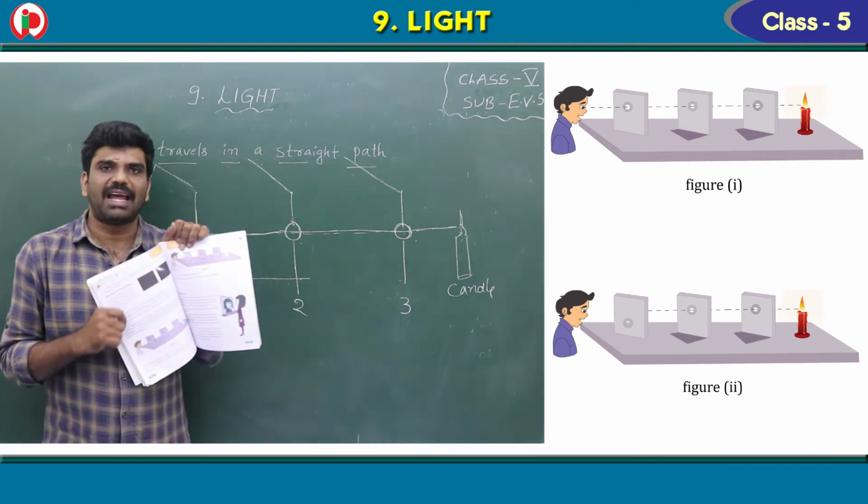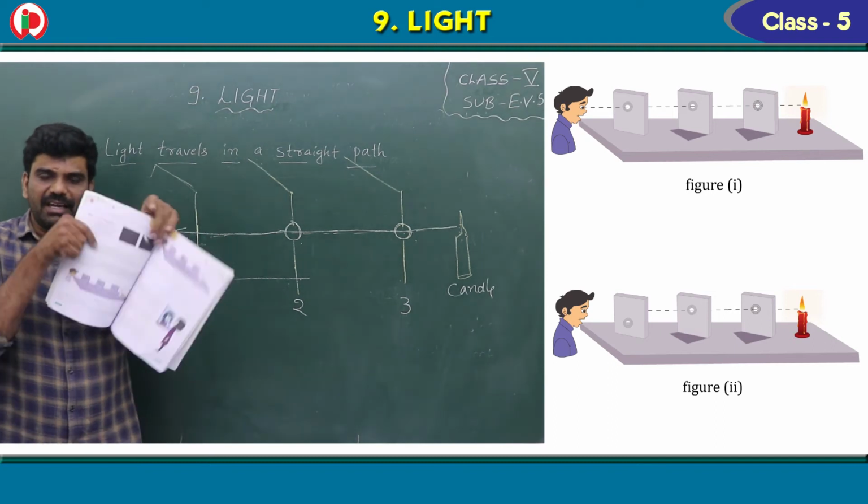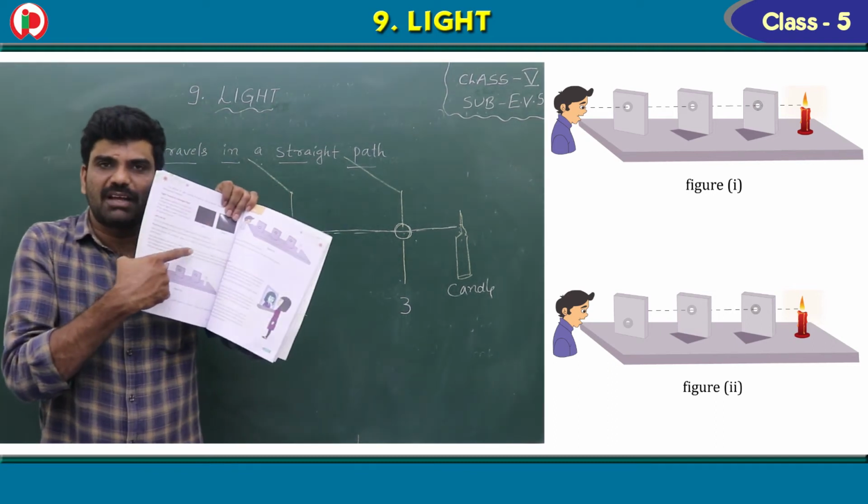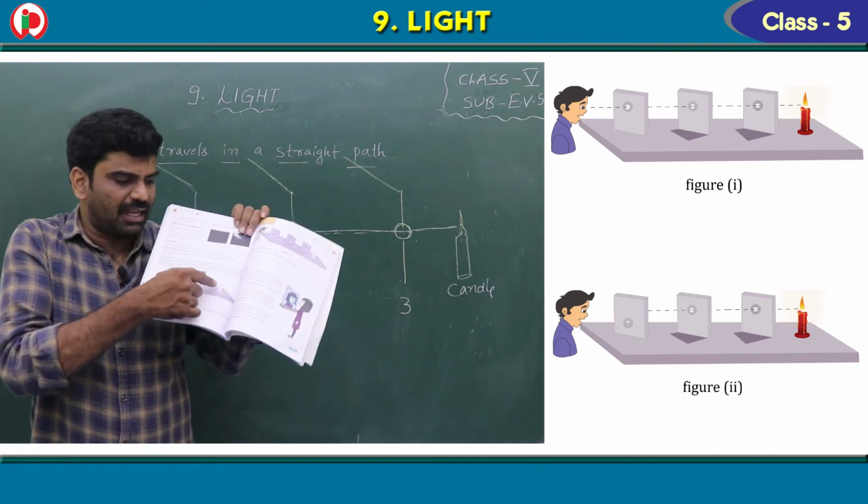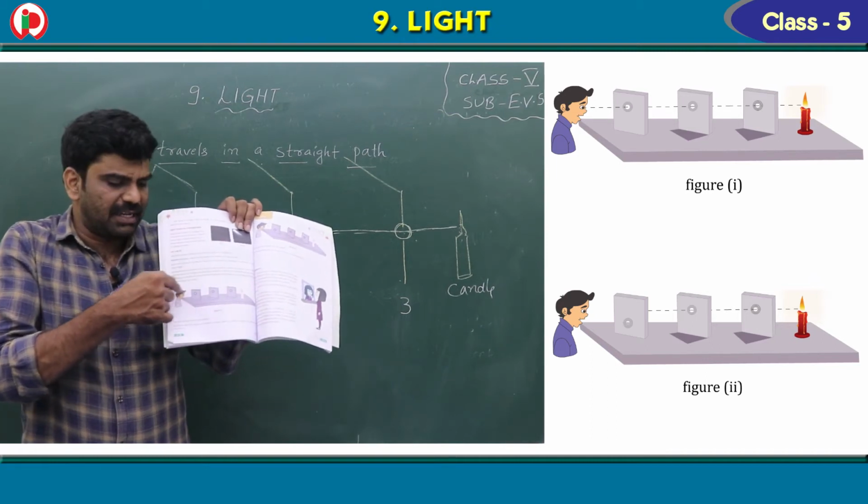That means light travels in a straight line. In the first figure, the 3 holes are of the same height. Okay, that is why we can see the light from the candle clearly.